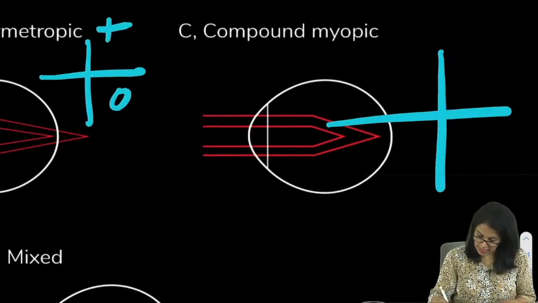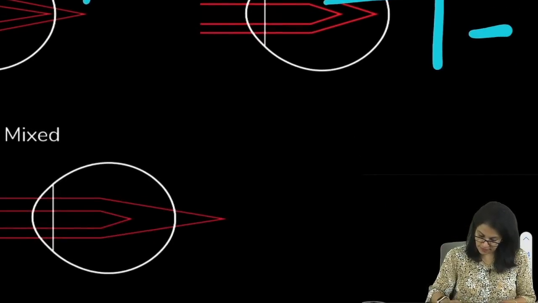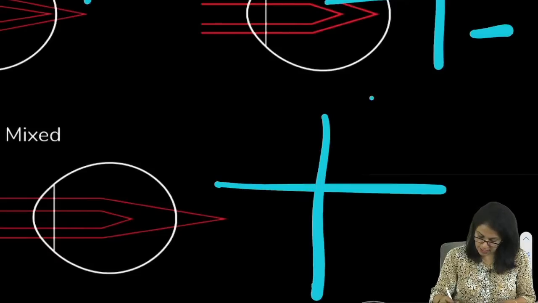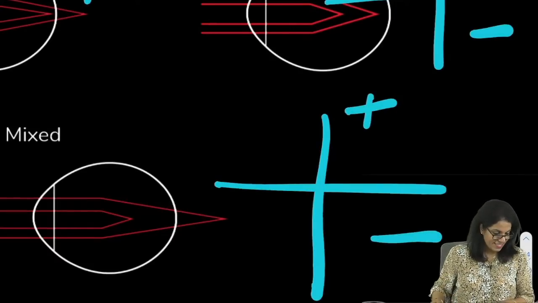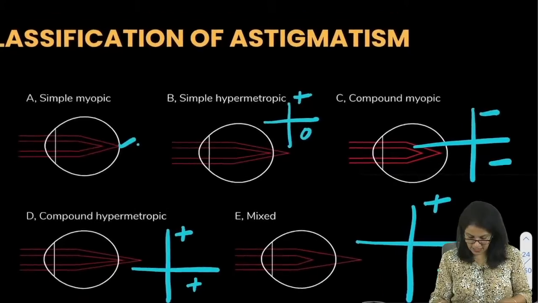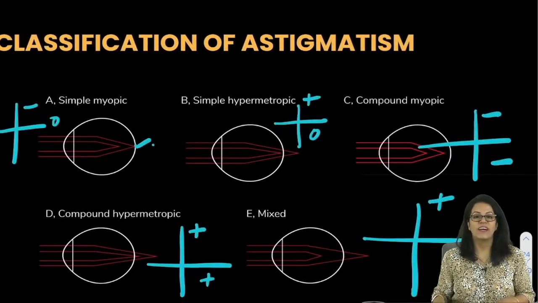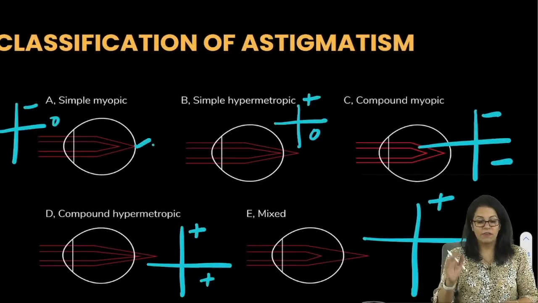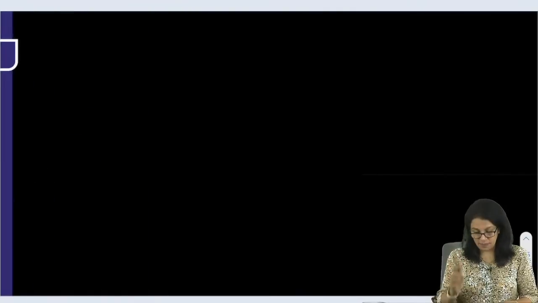This is both axes are minus, and mixed means one is plus, one is minus. Okay? Yeah, and then I was reminding you only that, now it's clear, na? Yeah. Come, now once we know this, do we know another method of classifying astigmatism?